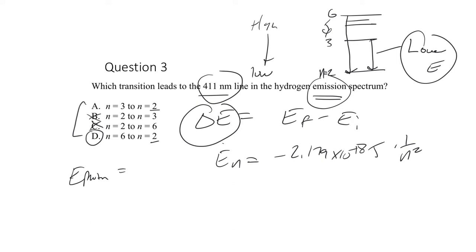The energy of our photon is hc divided by lambda. And so if I just do that math, that's going to be 6.626 times 10 to the minus 34 times 2.998 times 10 to the 8 divided by 411 times 10 to the minus 9. So that's 4.833 times 10 to the minus 19 joules.